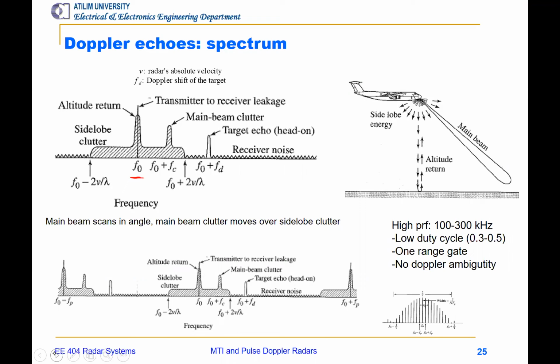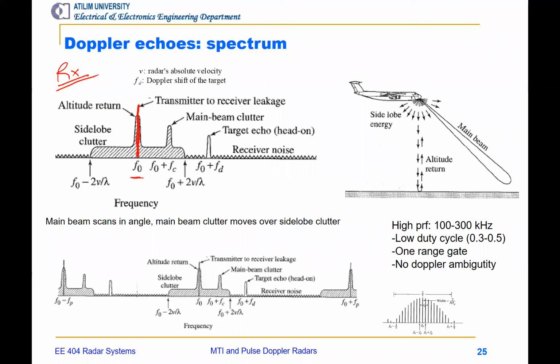So what we expect, here is the receiver spectrum. We get a leakage first, a powerful leakage. Why? Because the transmitter and receiver antennas are next to each other, and it should be a strong leakage at the center frequency.